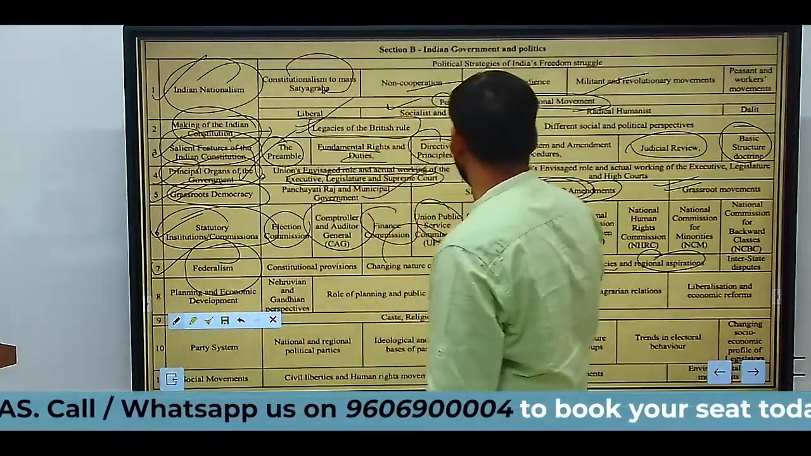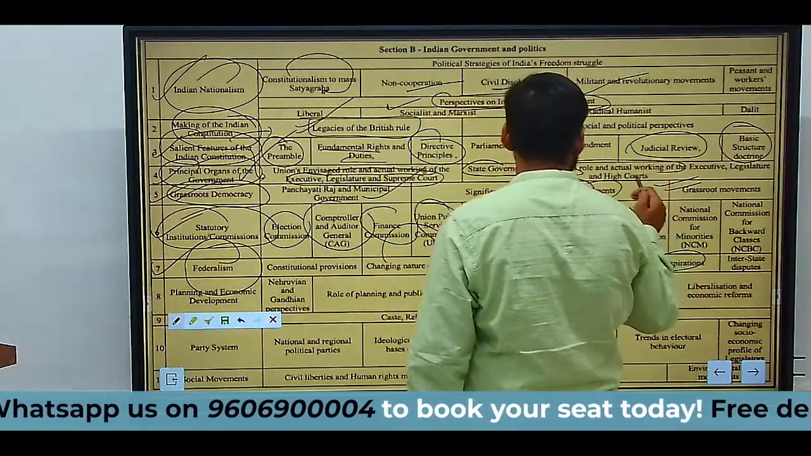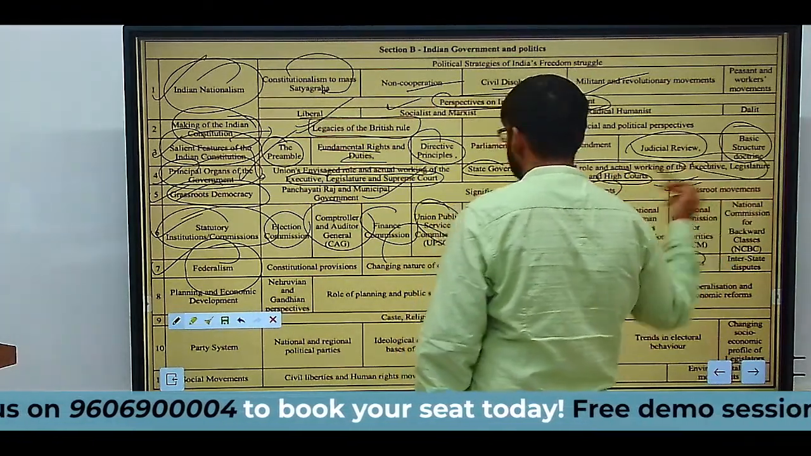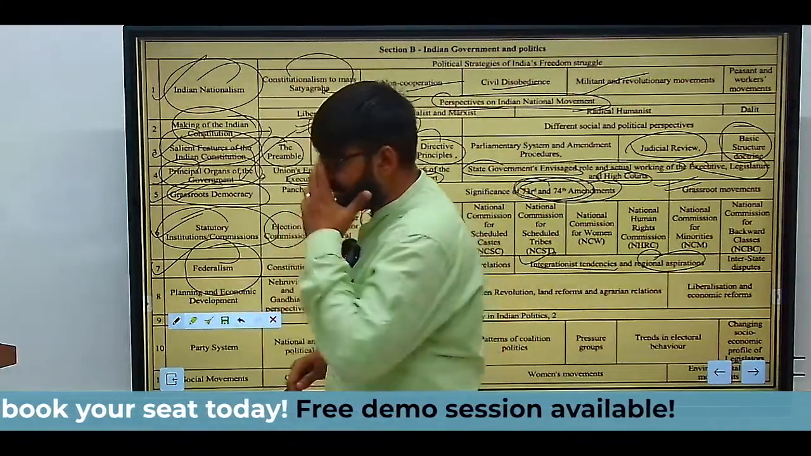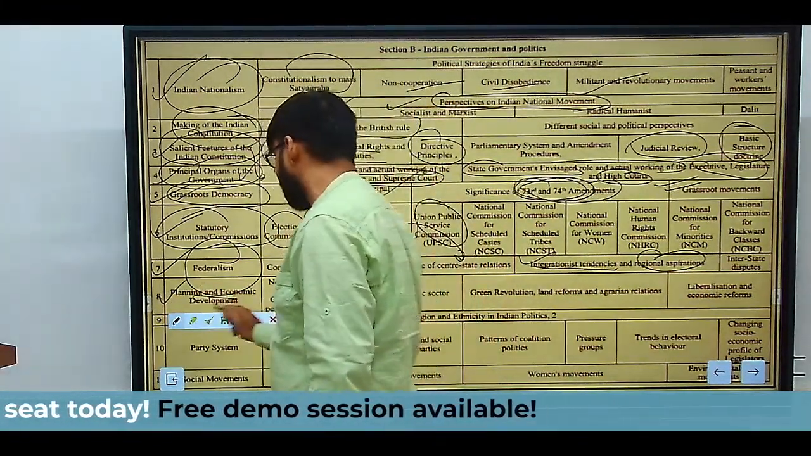Then states' role, state government, executive, high courts and legislature. So each and everything we are going to discuss. Then chapter number 8 is planning and economic development.